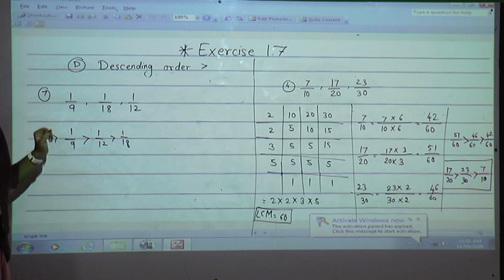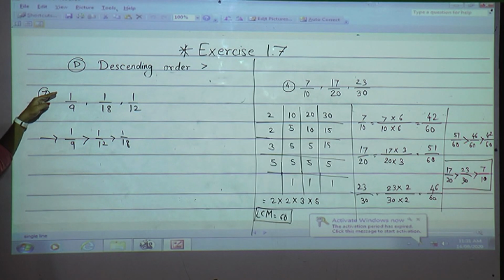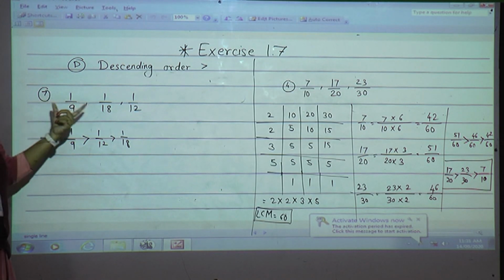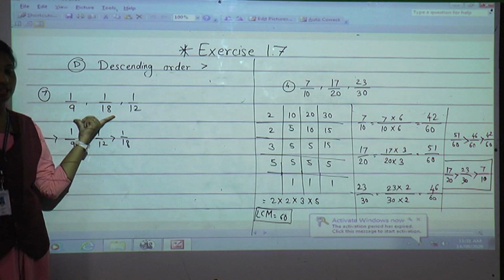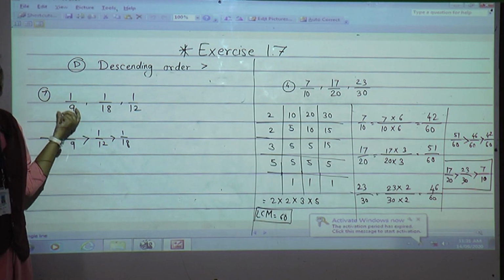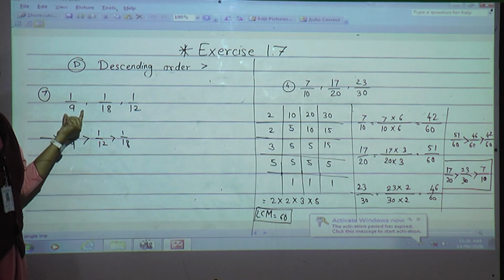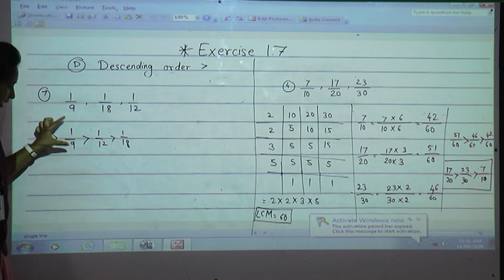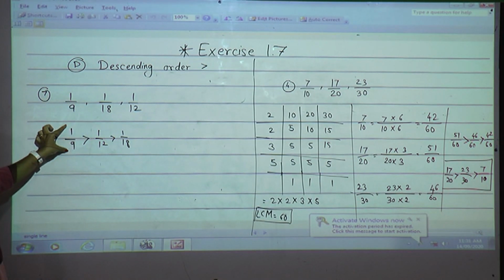I'll repeat again. Whenever we are arranging the fractions in descending order, when numerators are same, you need to compare the denominators, and whichever denominator is smaller, that will be the greater fraction. Clear till here? Yes. Now the remaining examples you are going to solve on your own. Now we will start one new concept.